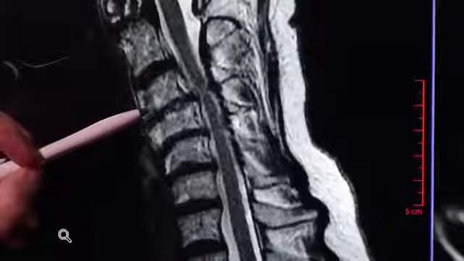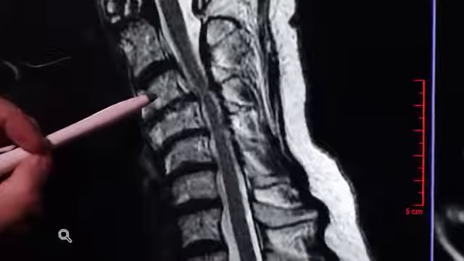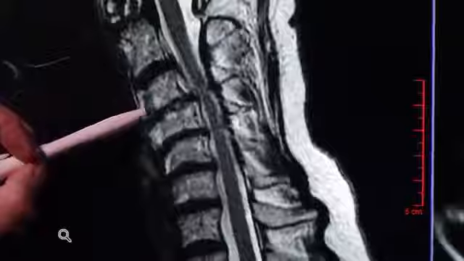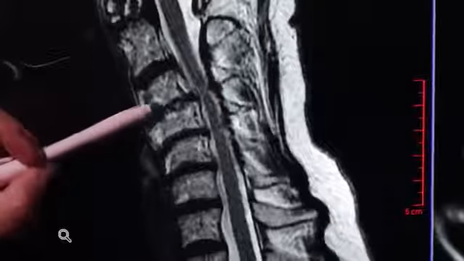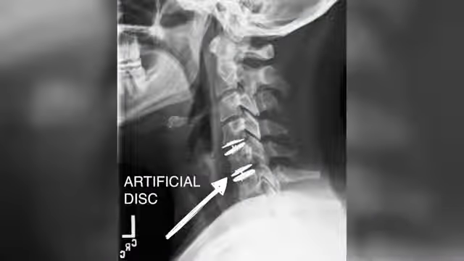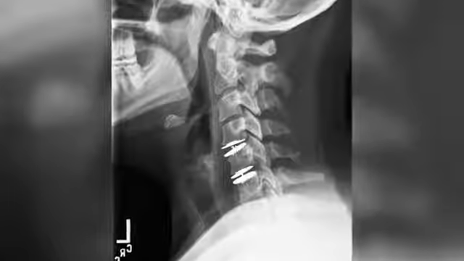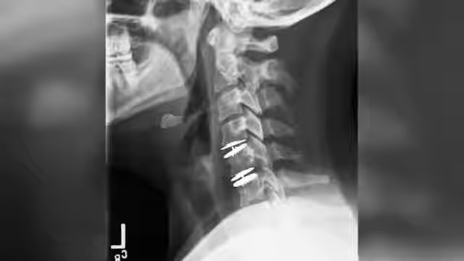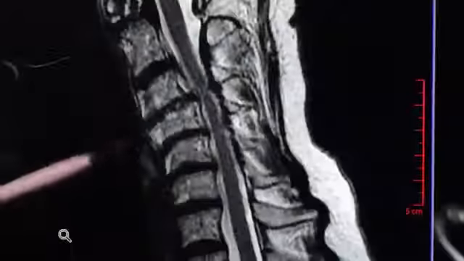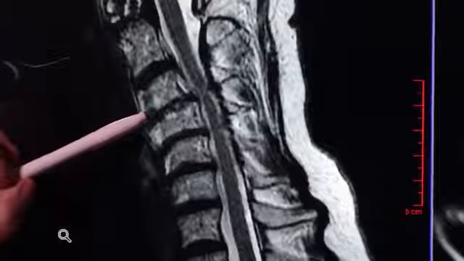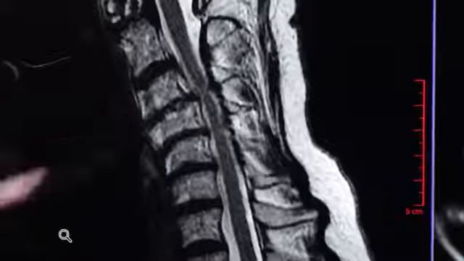In other situations, instead of placing a cage and bone between the vertebra and fusing the vertebra, we can place an artificial disc between the bones, and in placing an artificial disc, we retain movement between those bones rather than the 2 bones being permanently fused together.